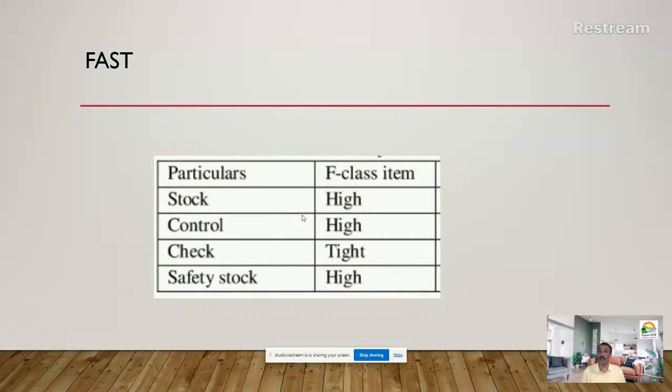And frequently you have to check physical versus system stock. Okay, it could be inventory accuracy we are talking about when we are talking about checking. And safety stock can also be high for the fast moving item. So it is opposite to ABC classification. In A, it may be opposite to what we do in fast. So that's where you have to distinguish between ABC categorization and FSN categorization.